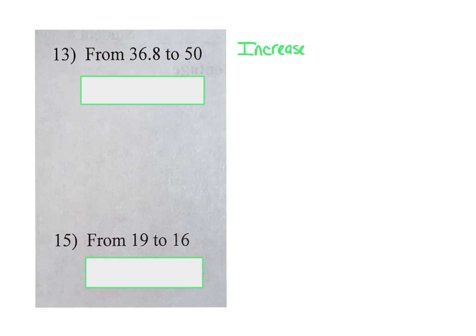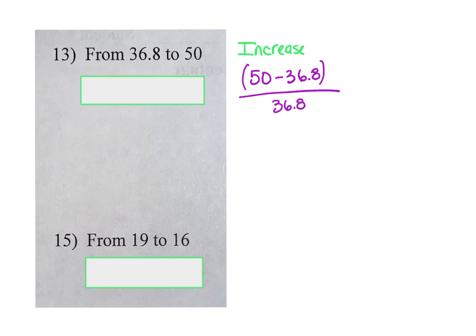All right. So my numerator is just going to be the subtraction of the 2 numbers. Just do the larger minus the smaller. That is your numerator. Your denominator is always the first one. Doesn't matter which one's bigger. It doesn't matter which one's smaller. The denominator is always the first one. So in this case, 36.8.